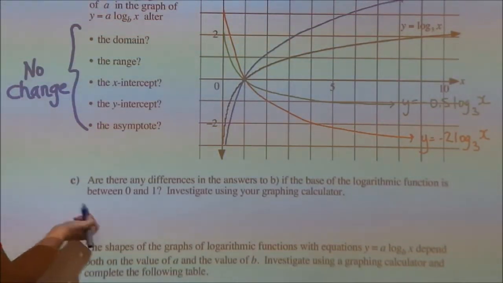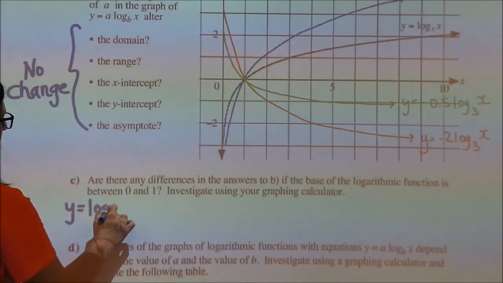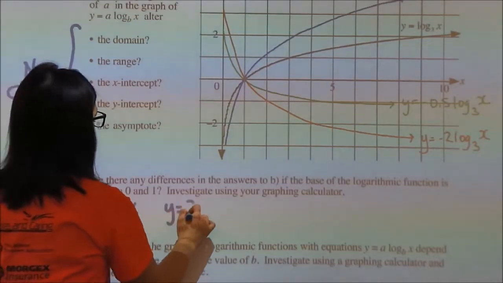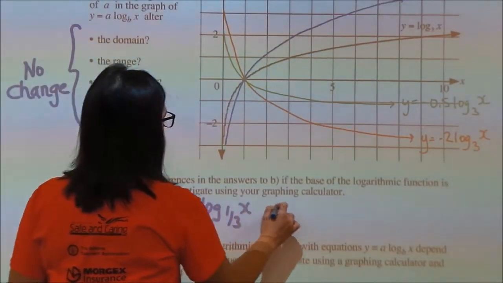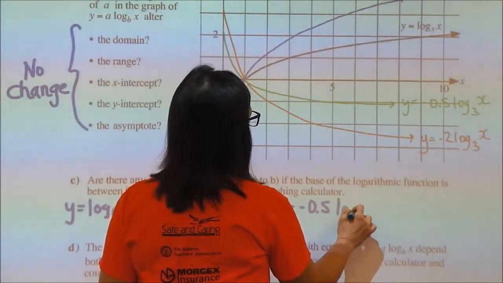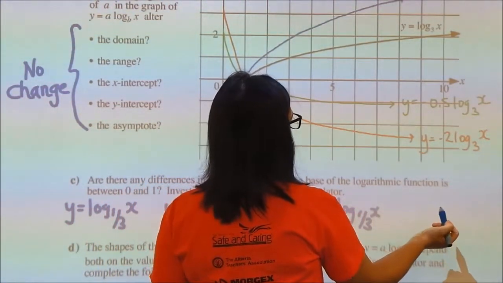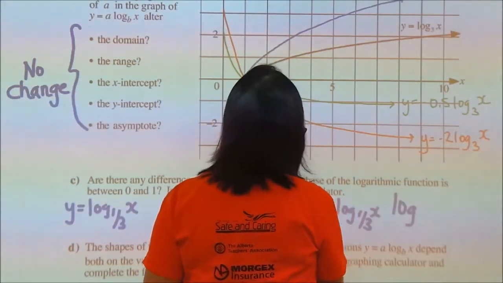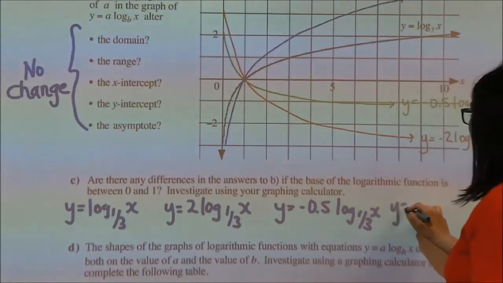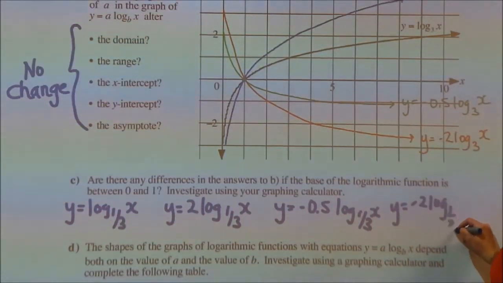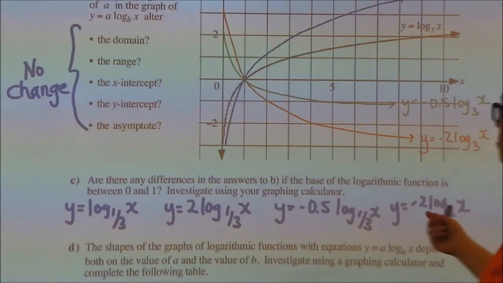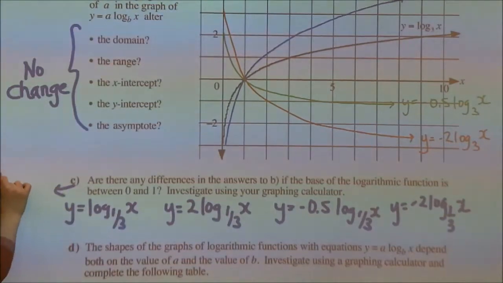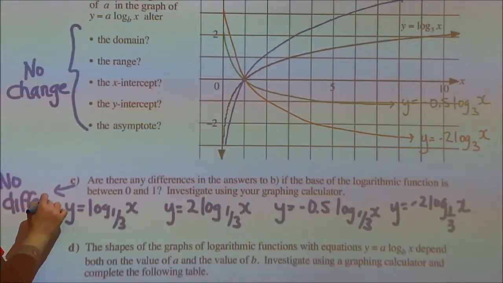So if I graphed y equals log base 1/3 of x, and y equals 2 times log base 1/3 of x, y equals negative 0.5 log base 1/3 of x, or y equals negative 2 log base 1/3 of x, would I change the domain, the range, the x-intercepts, the y-intercepts, and the asymptotes? No, I wouldn't. There would be no change. So there's no difference if the base was between 0 and 1.